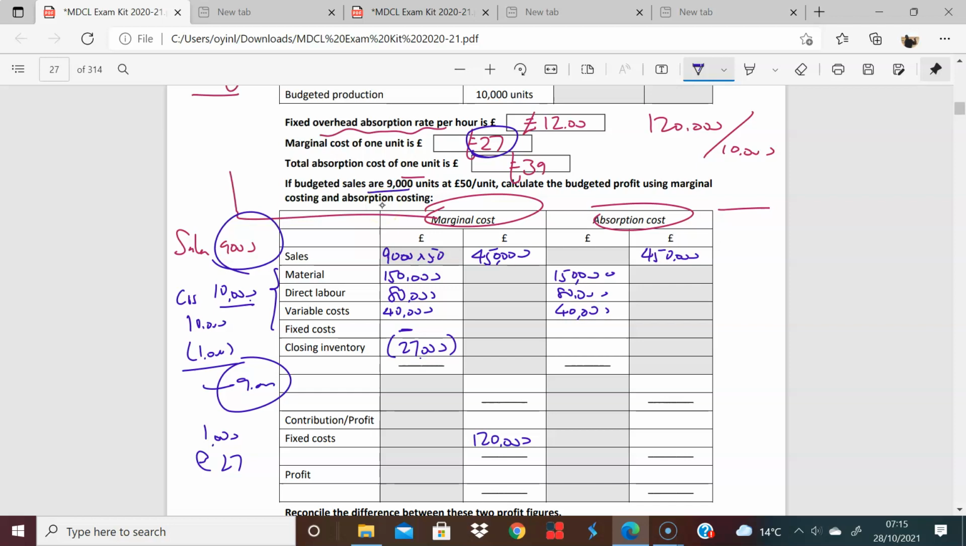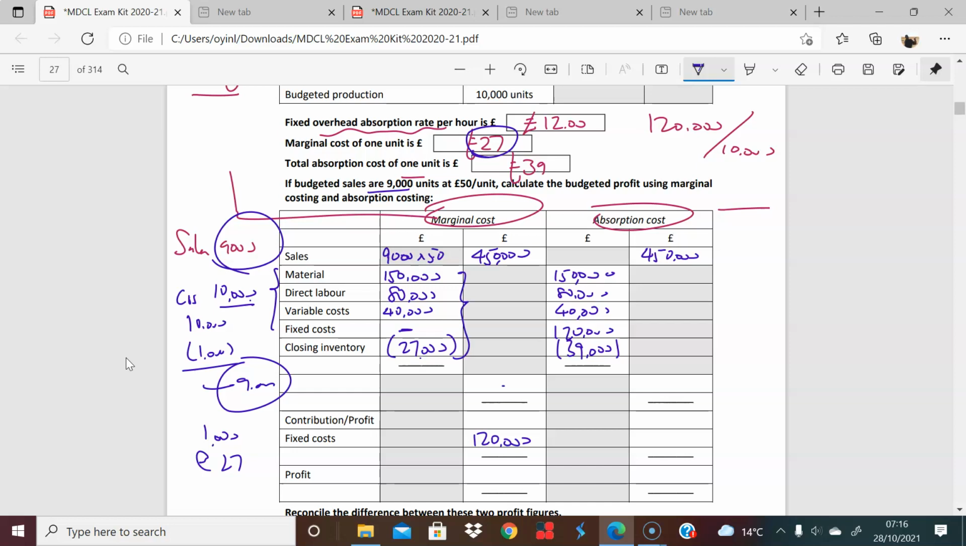But it's quite different here because with your absorption costing, what we have is the recognition of fixed costs in the process. So your fixed costs, of course, are 120,000. All of it's been recognized, and we are fully absorbing the fixed cost within the product. Everything's being absorbed, and so we have 39 times 1,000, and that's 39,000.